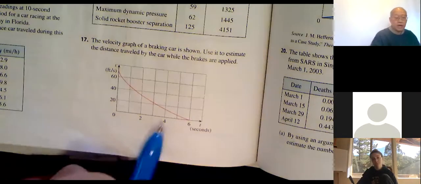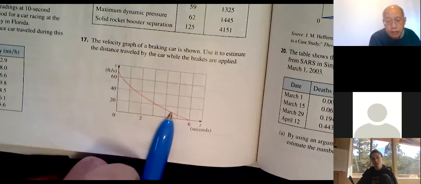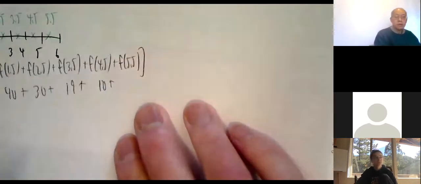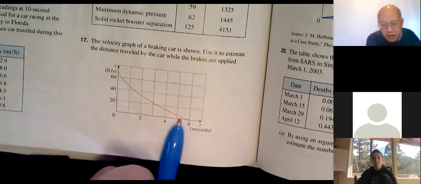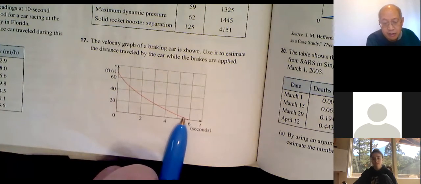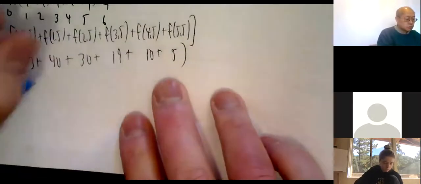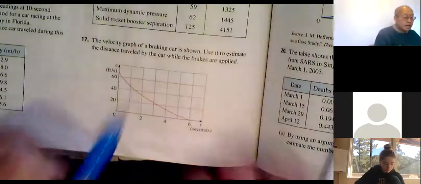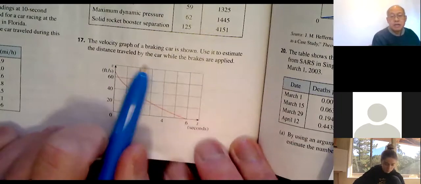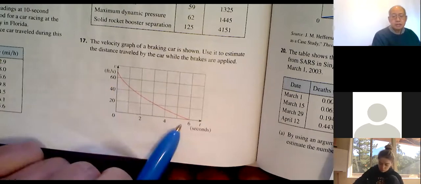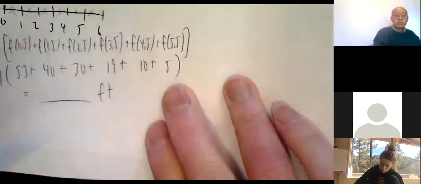Okay, f of 4.5. So 4.5 goes straight up. Looks about halfway to me, right? So I'm gonna call it 10. And then 5.5, not very high at all, right? So maybe there, so where is there? I'll say 5. Equals blank. And my units are gonna be feet, because it's feet per second times seconds. So I'm gonna answer so many feet.